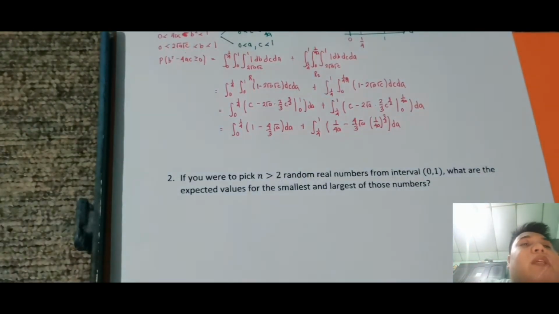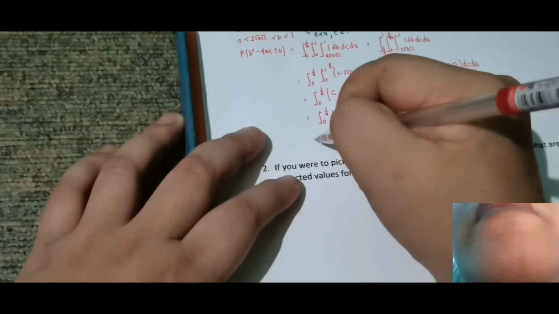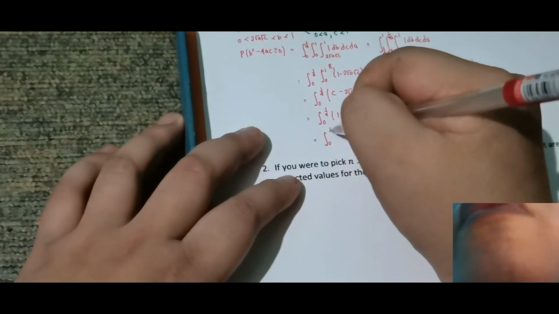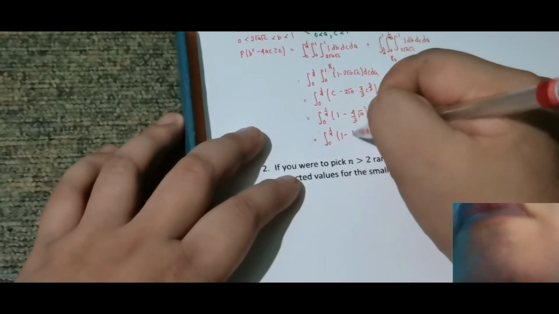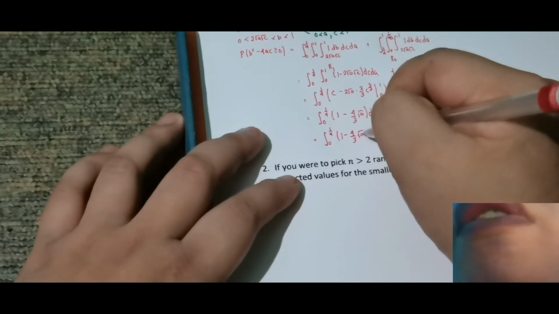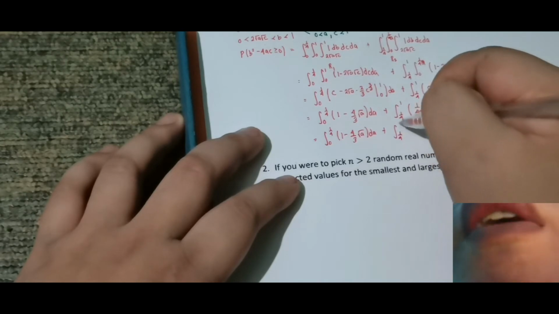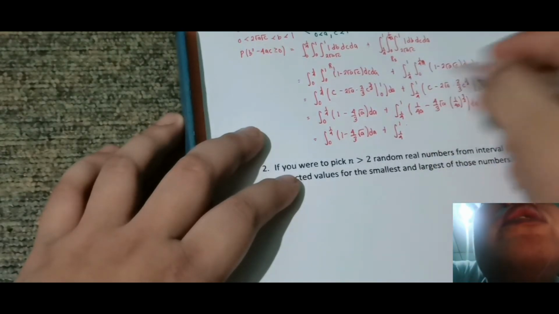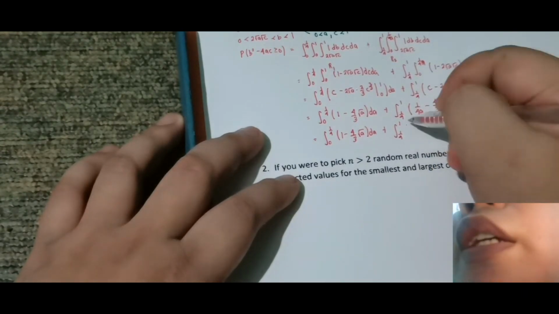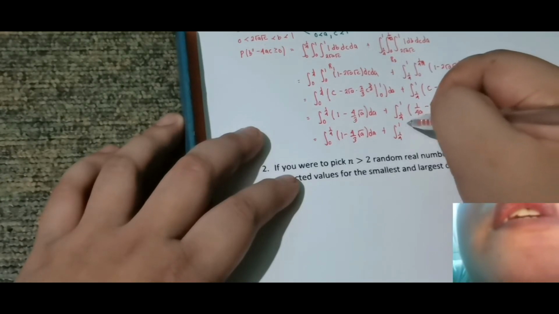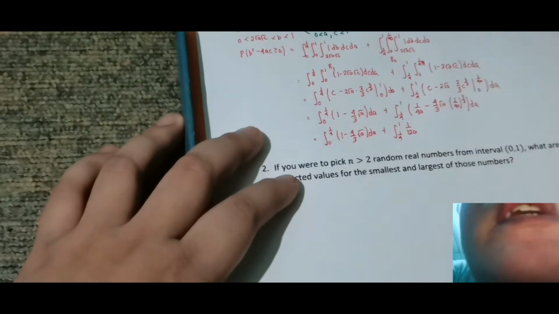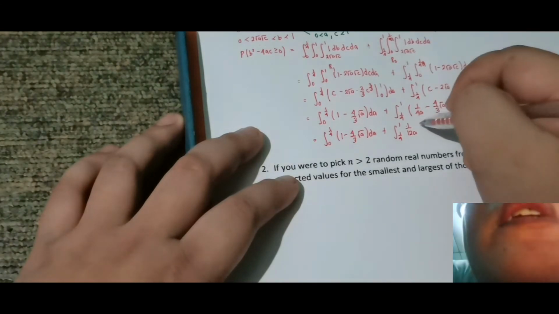So pagka-simplify natin, upon solving, upon simplification, this is integral from 0 to 1 fourth ng 1 minus 4 over 3 square root of A dA. Plus integral ng 1 fourth up to 1 ng yung 1 fourth minus yung simplification yan, this is just simply 1 over 12A. So 1 over 12A kasi nasa ilalim. Okay, then this is dA.